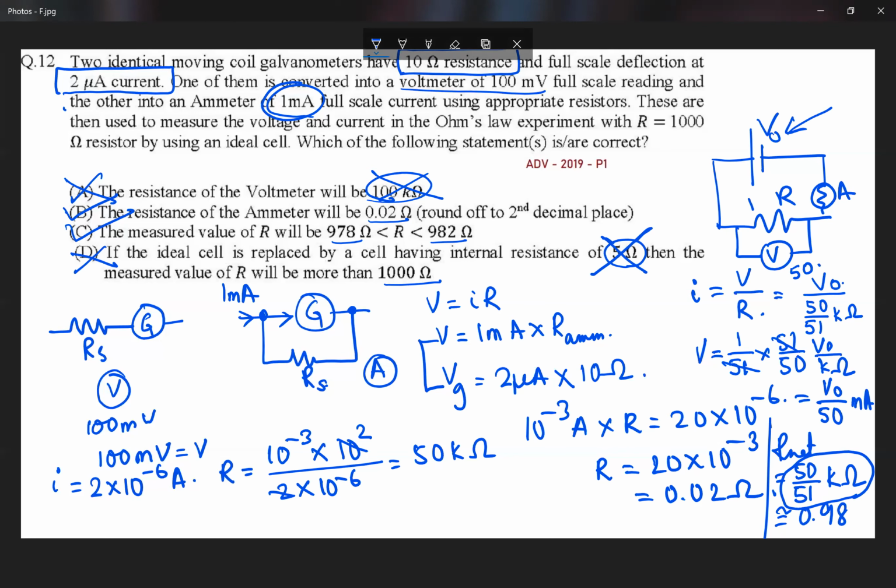All right, this is a question about converting a galvanometer into an ammeter or a voltmeter. So you should be clear that to convert it into an ammeter, you provide a shunt resistance in parallel. To convert it into a voltmeter, you connect a resistance in series. Let's move over to the next question.